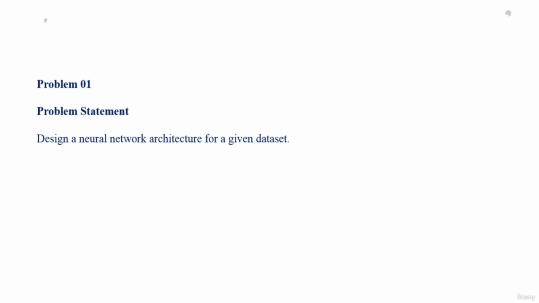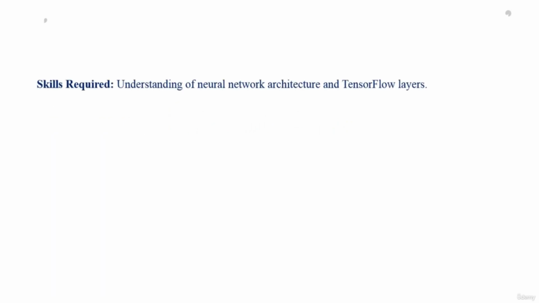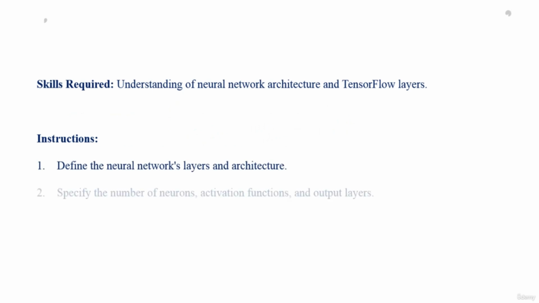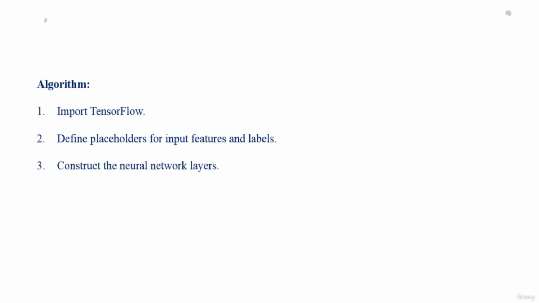Section 05. Problem 01. Problem statement. Design a neural network architecture for a given dataset. Skills required: understanding of neural network architecture and TensorFlow layers. Instructions. Define the neural network's layers and architecture. Specify the number of neurons, activation functions, and output layers. Algorithm. Import TensorFlow. Define placeholders for input features and labels. Construct the neural network layers.